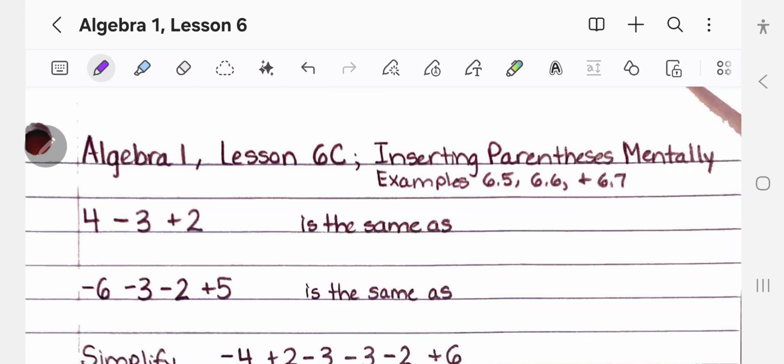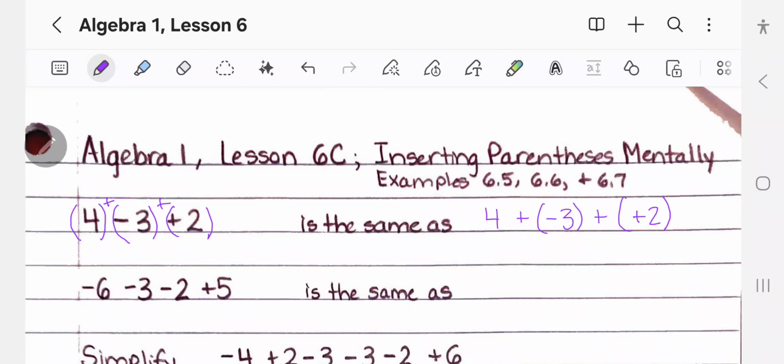The first example here, 4 minus 3 plus 2, is the same as if I put each term, each number, in parentheses and say this is a number, this is a number, and this is a number. Or I can even do it like this. And then I insert a plus sign in between them. That's going to be the same as 4 plus negative 3 plus positive 2.